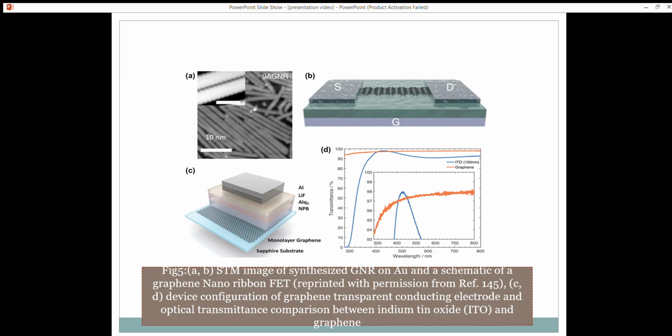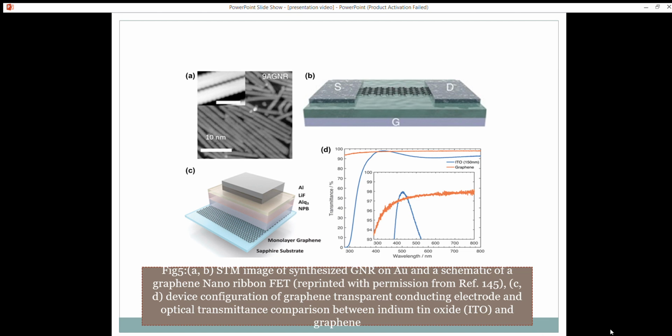In figure 5D, we see the device configuration of graphene transparent conductive electrodes and the optical transmittance comparison between indium tin oxide and graphene. We will now discuss indium tin oxide and how it is being replaced by graphene nowadays. So this is basically the optical transmittance comparison which has been done between indium tin oxide and graphene.